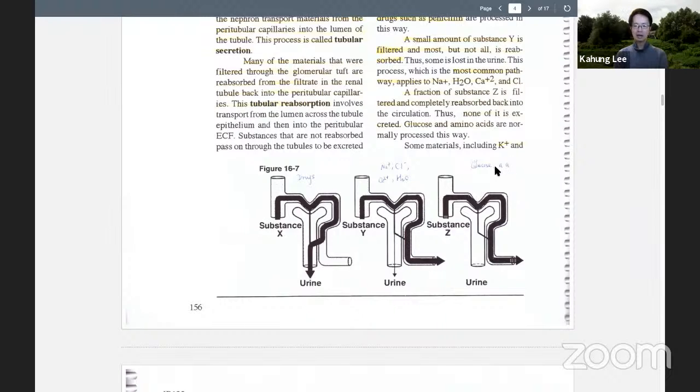And then last but not least, glucose and amino acids, those are the monomers we call nutrients. What happens is that originally for glucose, 100% of the glucose will be filtered into the ECF, the renal fluid. But then 100% of the glucose will be reabsorbed back to the blood. Because if we have glucose in the urine, that means you are diabetic. Okay.